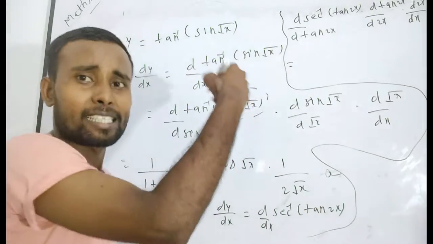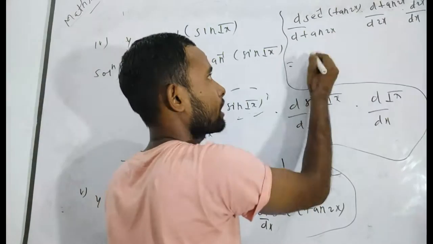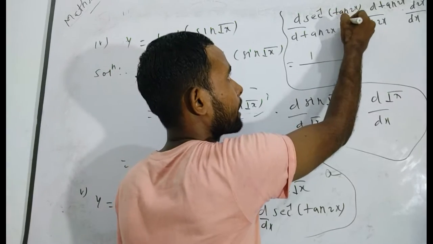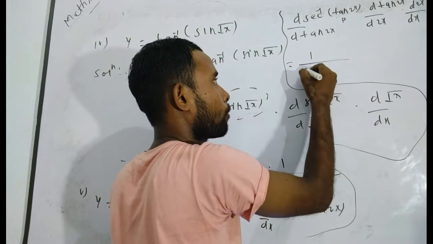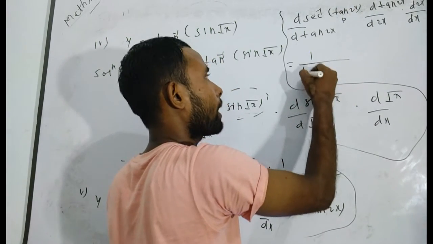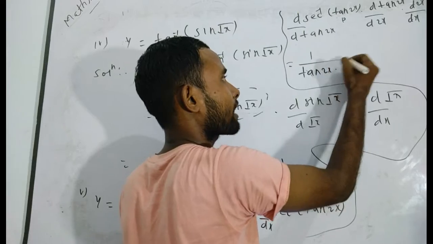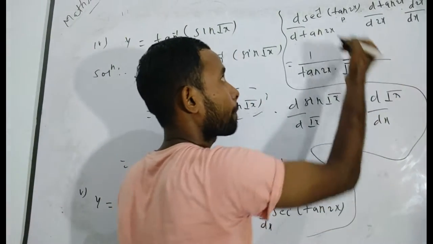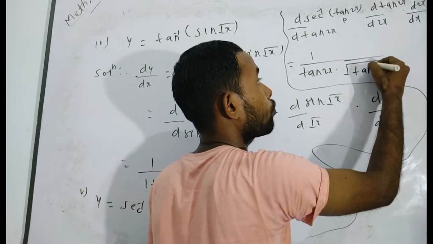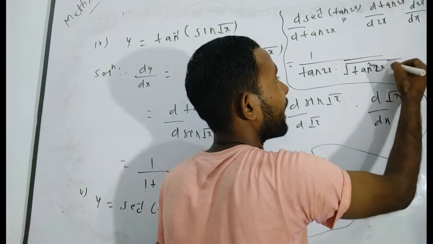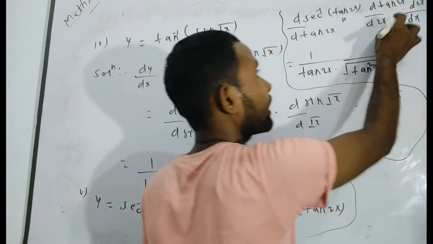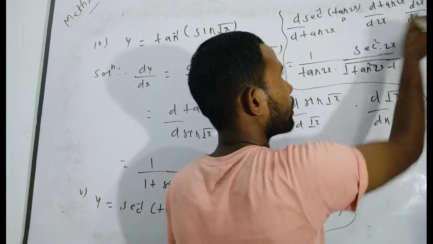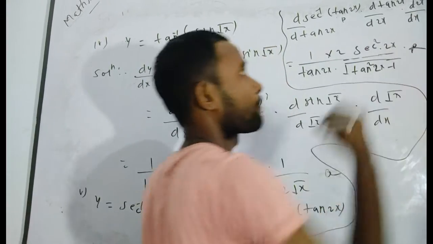As you know, the derivative of sec inverse x with respect to x is 1 upon x root under x square minus 1. Suppose that this is p. The derivative of sec inverse p with respect to p will be 1 upon p root under p square minus 1. In place of p, we have tan 2x. So it is 1 upon tan 2x into root under tan square 2x minus 1, into the derivative of tan 2x with respect to 2x, which is sec square 2x. The derivative of 2x with respect to x will be 2, which is your correct answer.